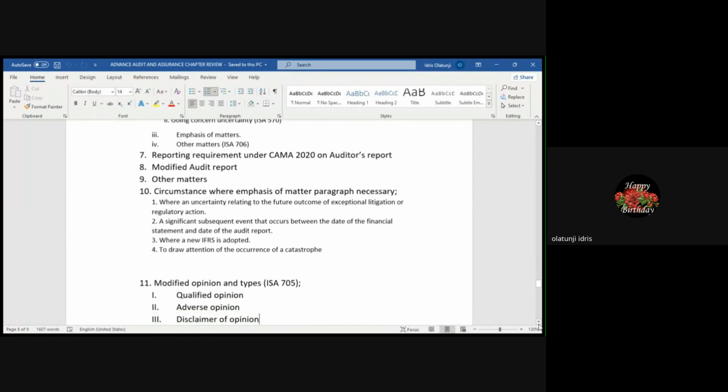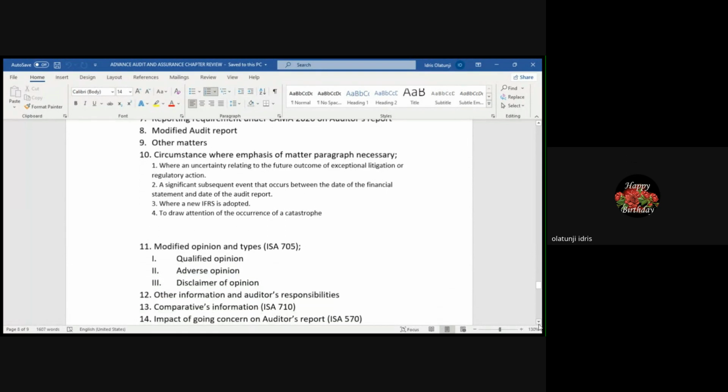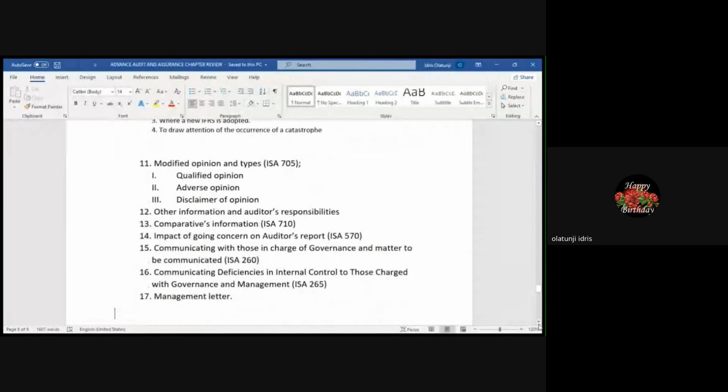Now, that is that about circumstances where an emphasis of matter paragraph can be stated. Now, we will also proceed to our modified opinion and the types, that is according to ISA 705. What is qualified opinion? I've already mentioned it. I've already said the meaning of qualified opinion.